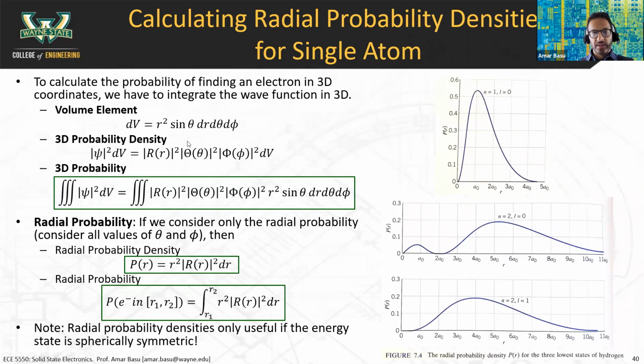By the way, you won't be expected to derive this stuff, okay? So the question is, where is the electron? Now that we know what the wave function is, how do we find where the electron physically is located? To calculate the probability of finding an electron in three-dimensional coordinates, we have to integrate the wave function in 3 dimensions. So the three-dimensional probability density is given by psi squared dV, which is equal to the product of these 3 functions squared. And we have to integrate this over 3 dimensions. Now, again, your eyes may glaze over here, but I just want to remind you that these 3 functions came from the separation of variables.